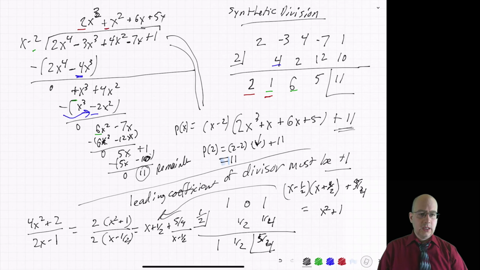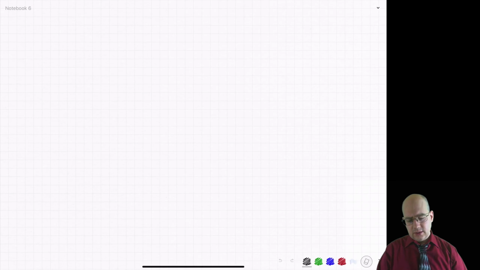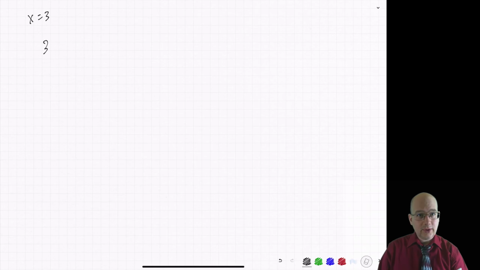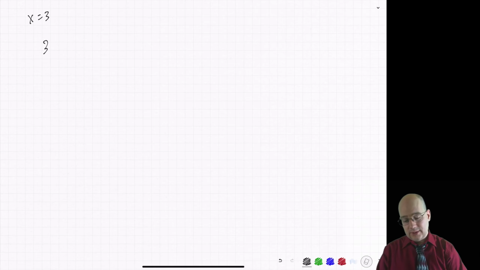And so, yeah, synthetic division is awesome. Okay, let's try that same polynomial with another number. We'll try evaluating at x equals 3. So notice that if I'm thinking about evaluating the polynomial at the value, that's actually the value I'm sticking in. So that's kind of nice too. So the coefficients were 2, minus 3, 4, minus 7, and 1.